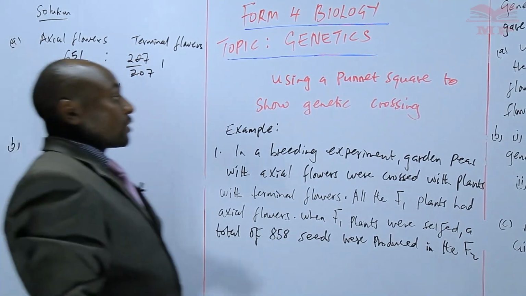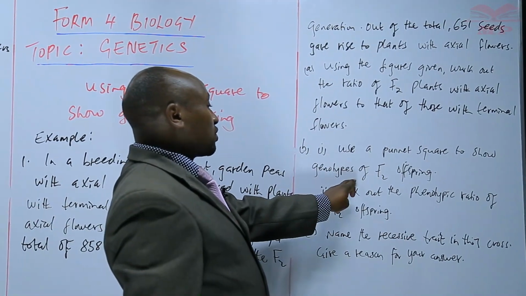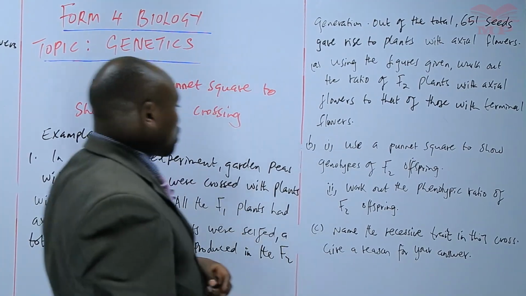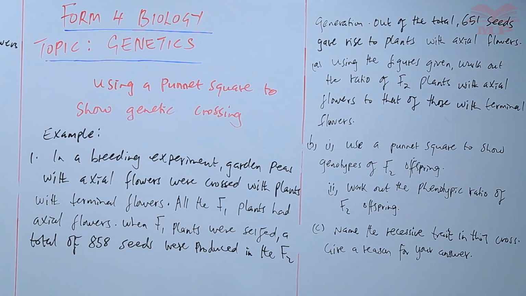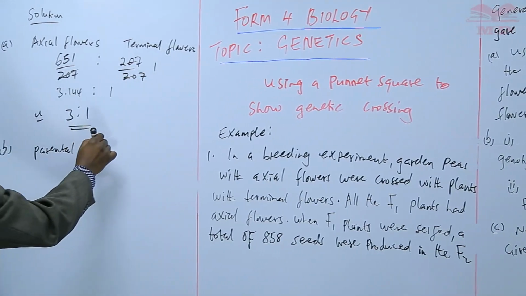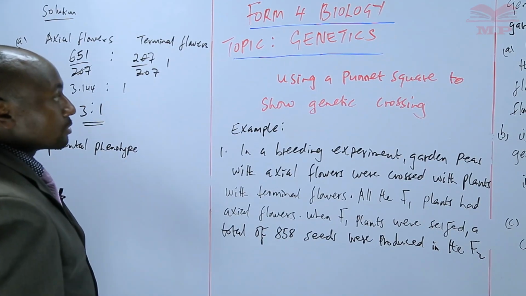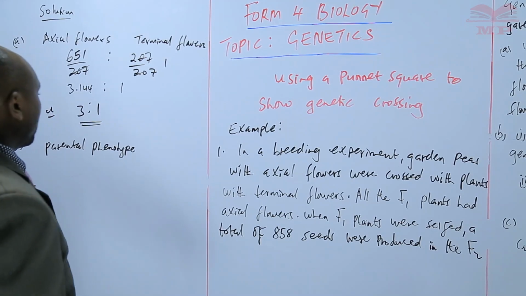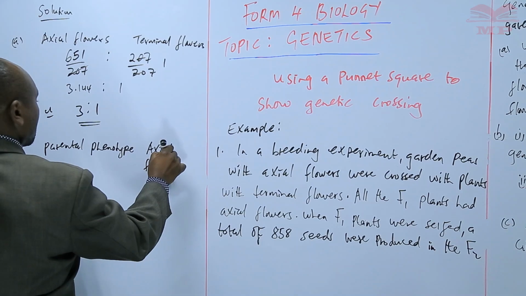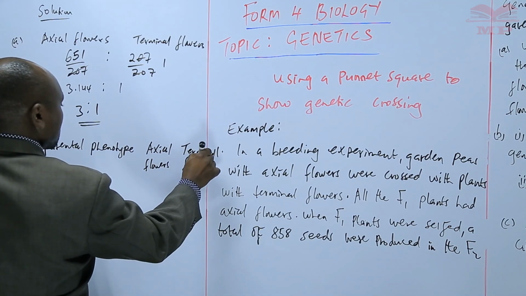Then B, use a Punnett square to show the genotypes of F2 offspring, and then we work out the phenotypic ratio. So here we'll get the parental phenotype, that is in F2. So in the F2 we are getting axial flowers versus terminal flowers.